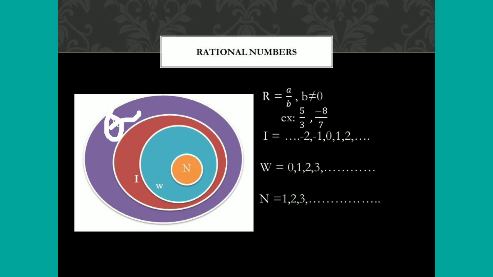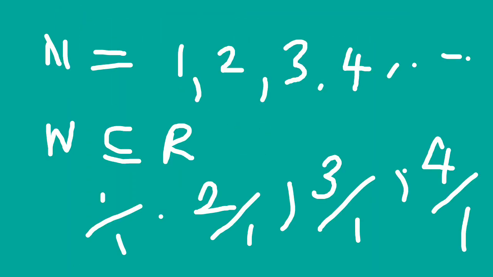That is what the diagram shows, which means natural numbers are a subset of whole numbers, which are a subset of integers, which are a subset of rational numbers. Therefore rational numbers contain all these number systems. So one question may arise: how is the natural number system a subset of R? Because the natural numbers, you all know, start from 1, 2, 3, 4, right? So I am saying that N is a subset of R.